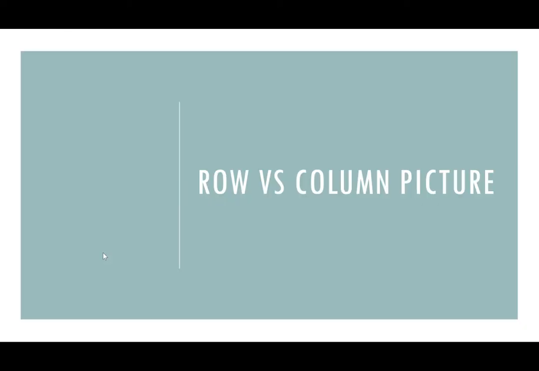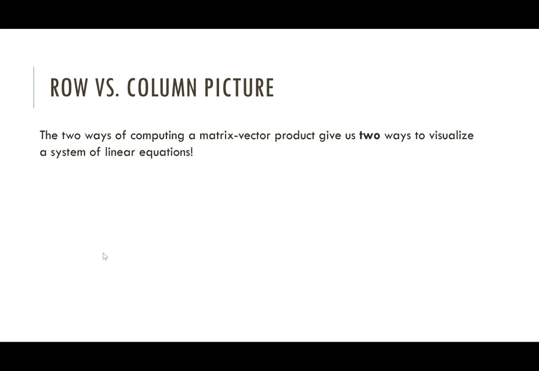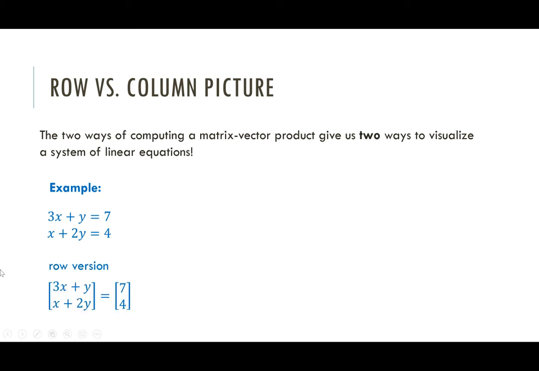Now to my favorite part of this lecture, the row versus column picture visualization of a linear system. Let's read this part first. There are two ways of computing a matrix vector product that we've seen, and now this gives us two ways to visualize a system of linear equations. Let's look at an example. We've got two equations, two unknowns. If we were to write this in matrix form and multiply out the Ax part using the row version, we would get something like this.